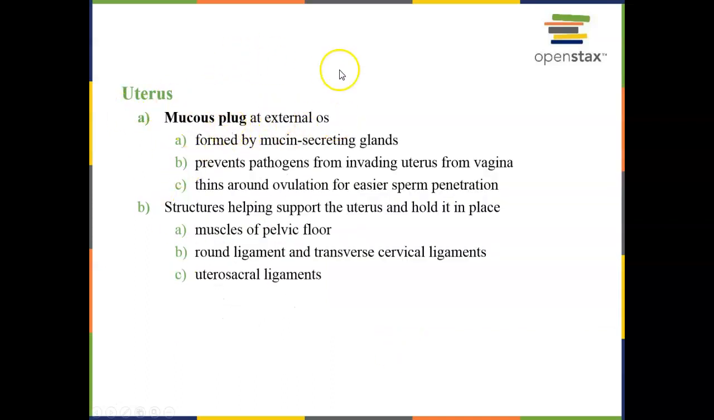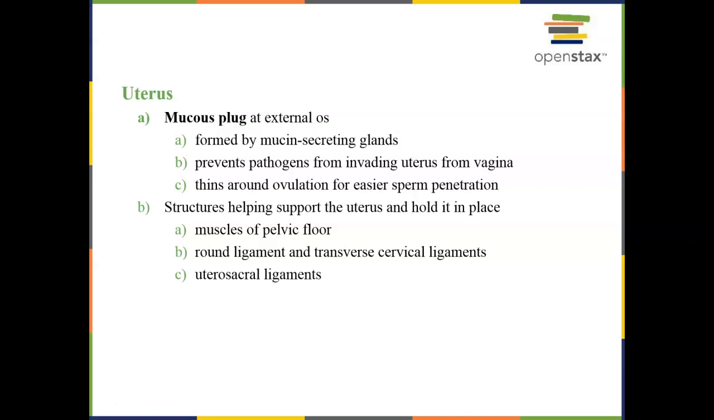So now let's talk about the uterus. So I showed you a picture. I'll show you another picture after I talk about the uterus. The uterus is a pear-shaped organ that has, from the external environment, a thick mucus plug in the inferior portion of the uterus, which is known as the cervix. So the cervix has a thick mucus plug that keeps pathogens from getting into the uterus.